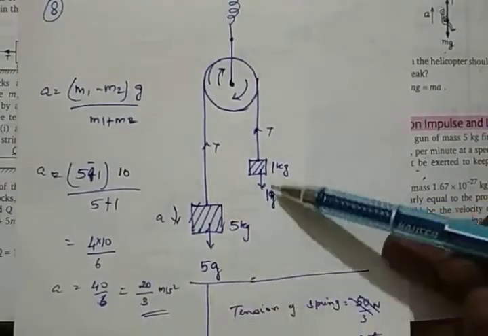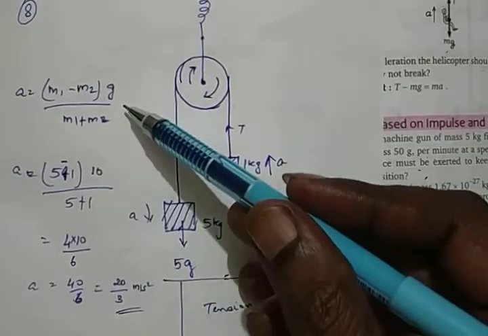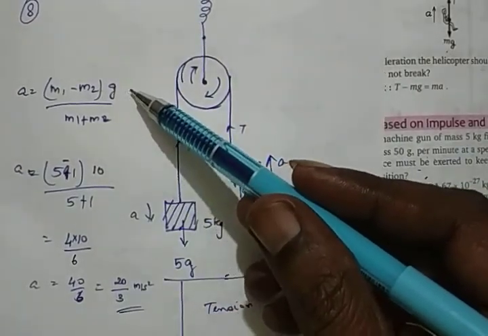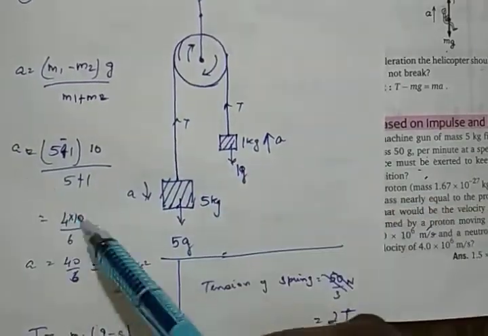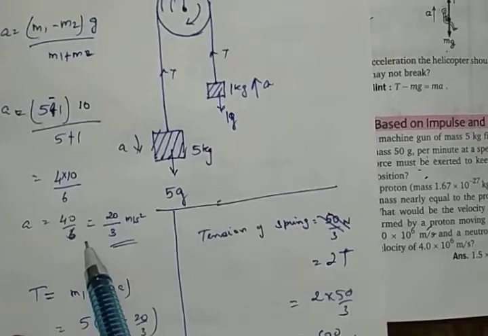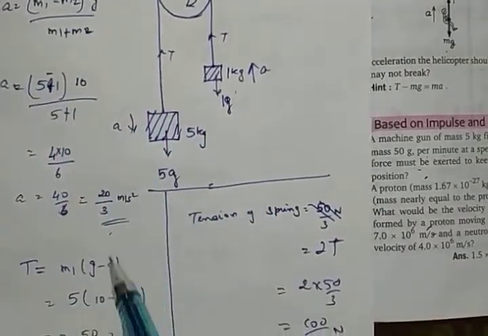This will go down and this will go up. The acceleration will be up here and this will go down. You know the acceleration formula, (m1 minus m2) times g upon (m1 plus m2). Based on this, find out the acceleration. You will get the value as 20/3. Put 5 and 1, and you will get 20/3.